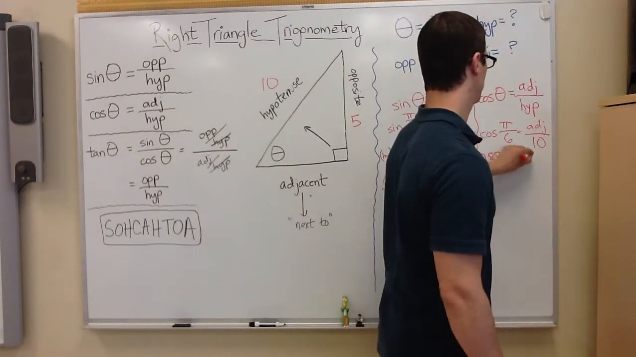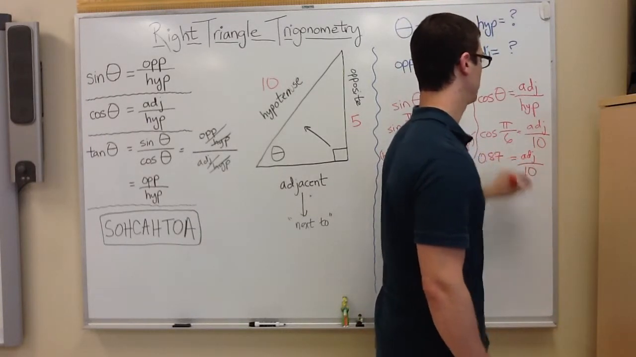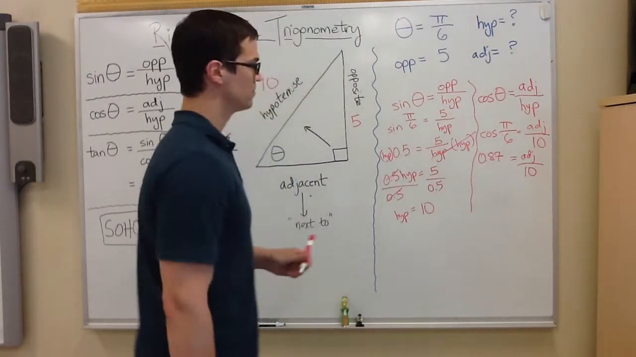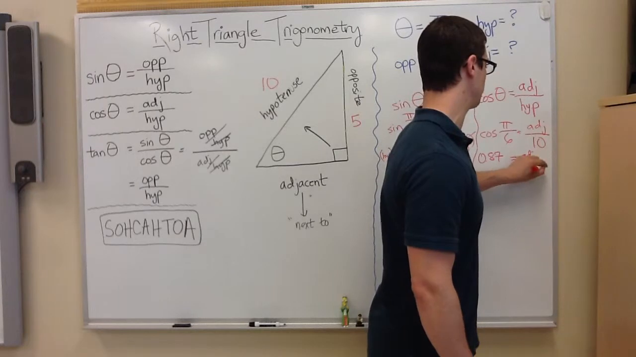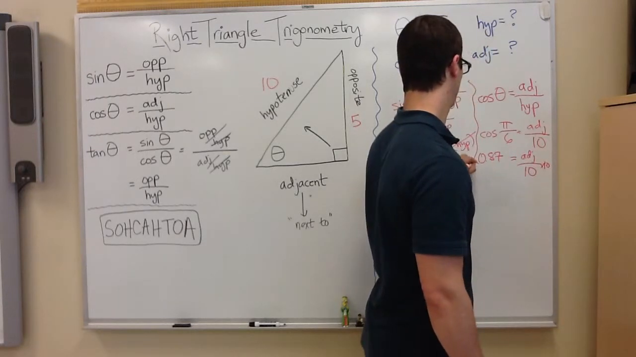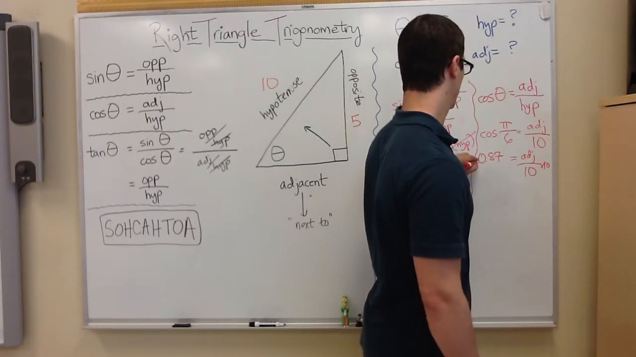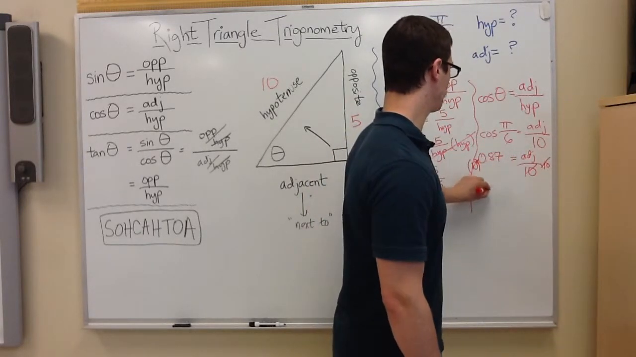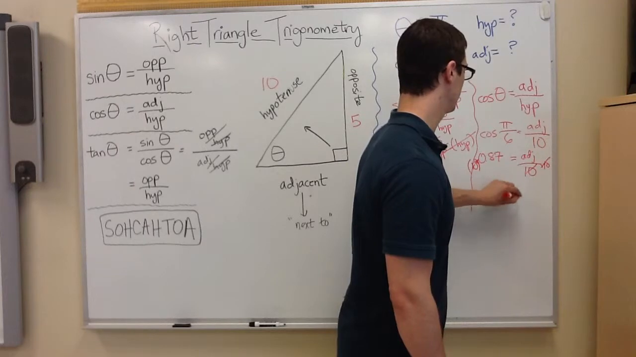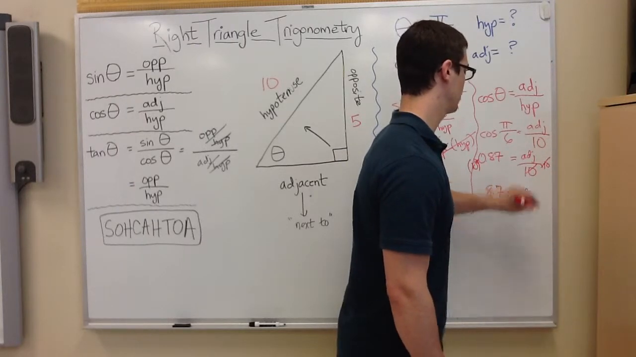equals adjacent over 10. Now, to solve for adjacent, since you're divided by 10, we've got to get rid of it, so we're going to multiply both sides by 10. 10's cancel here, and you end up with about 8.7 equals the adjacent.